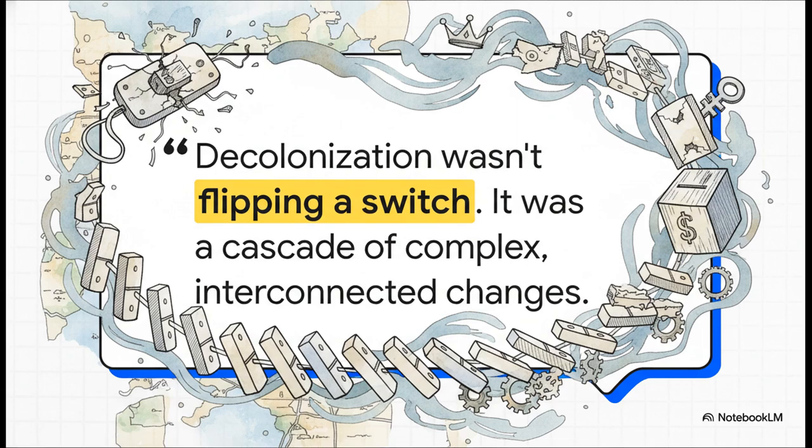So when you boil it all down, the crucial point is this: the end of empire was not a single event. It wasn't like flipping a switch from colony to country. It was really the start of a messy, ongoing cascade of changes, political, economic, and social, that in many ways we're still trying to navigate today.